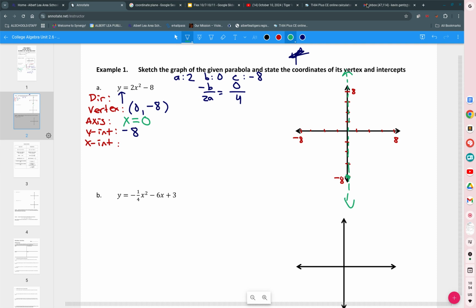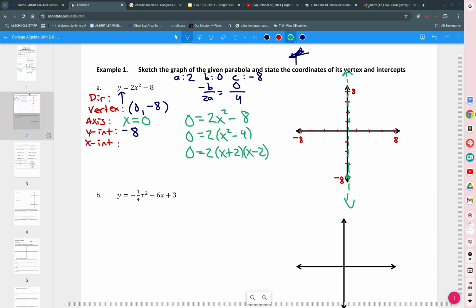And then finally, I go to the x-intercepts. I take the function and I set it equal to 0. And I solve it, either by factoring or using the quadratic formula. Does this factor? Yeah, what can I do? Take a 2 out. Now I factor that to get x plus 2 and x minus 2.